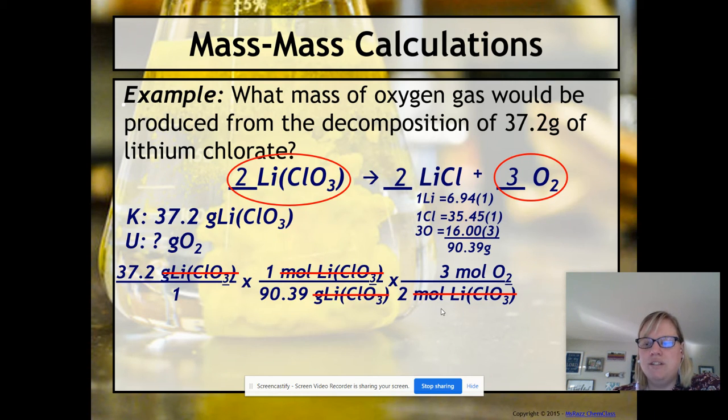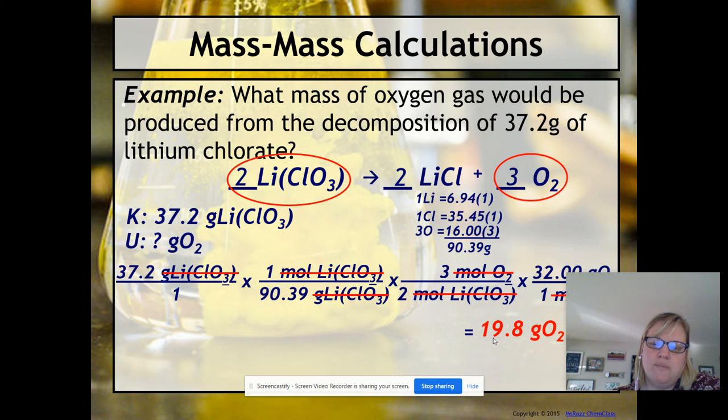and we need our molar mass of oxygen to then convert to grams of oxygen. We have 32 because remember, oxygen is one of those diatomic elements, so it has 2 atoms. So 32 grams over 1 mole. Our moles of oxygen can cross out. You could do the math and you would end up with 19.8 grams of oxygen gas.